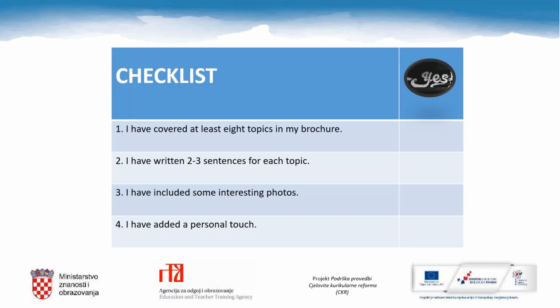Here is a checklist to help you, so check if you have done all of these 4 statements. I have covered at least 8 topics in my brochure. I have written 2 to 3 sentences about each topic. I have included some interesting photos and I have added a personal touch. If you have done all of this and you are happy with your brochure, you can send it to your teacher and he or she will give you some feedback.